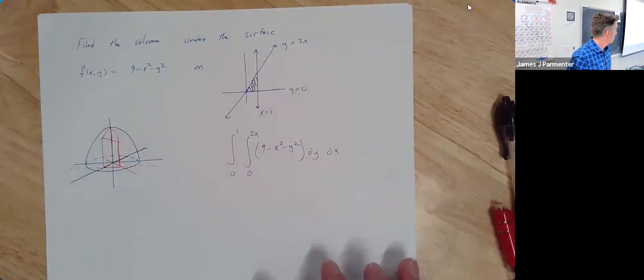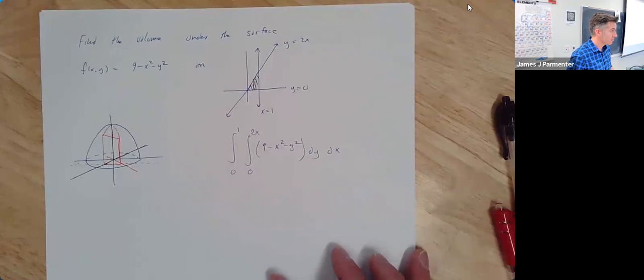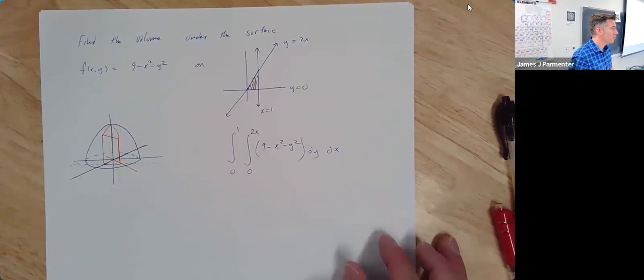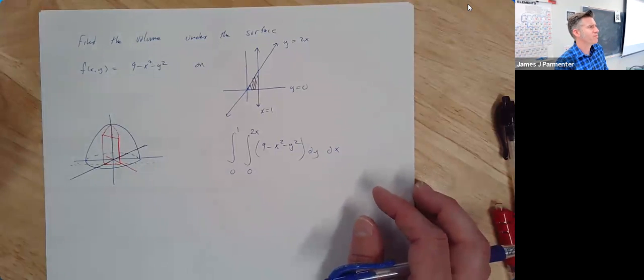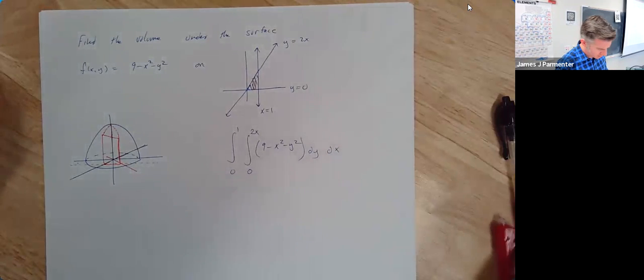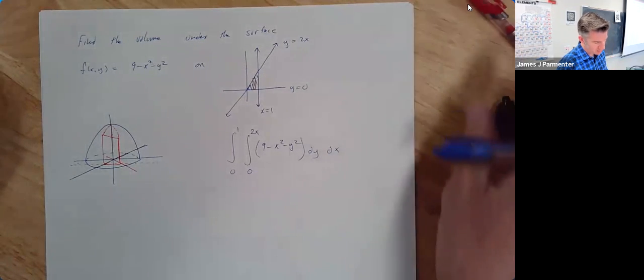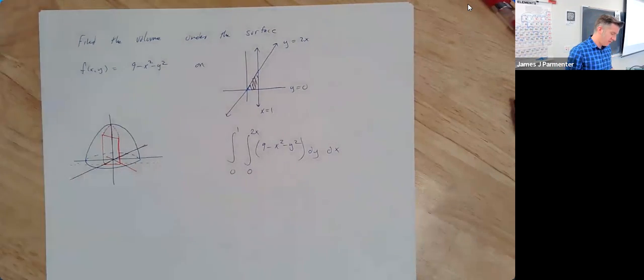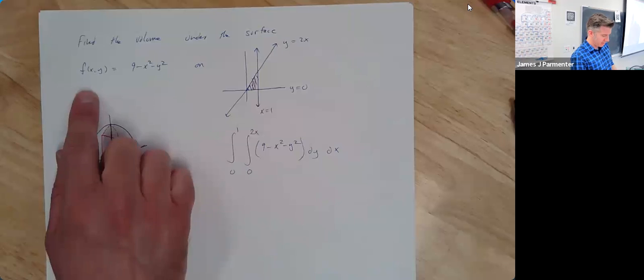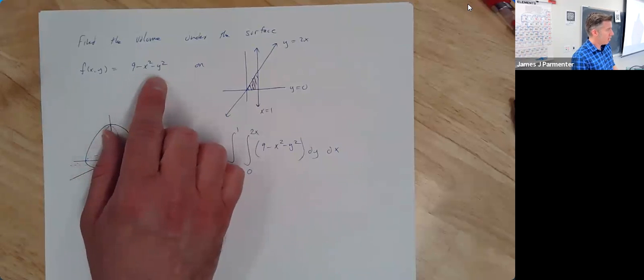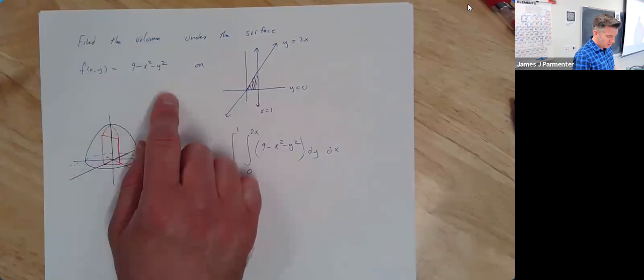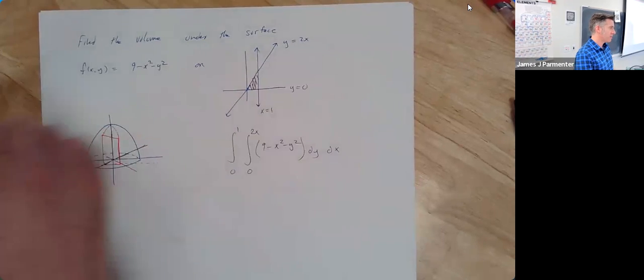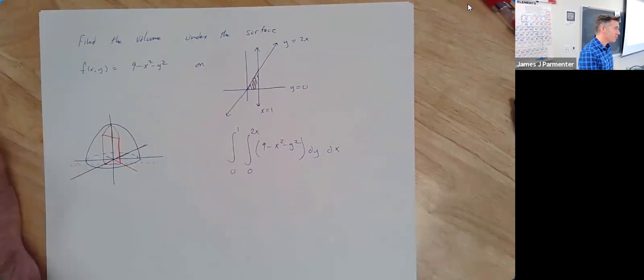On an exam, they would probably phrase it as: find the volume under the surface z or f of x, y equals 9 minus x squared minus y squared over the region bounded by y equals 0, x equals 1, and y equals 2x. They probably wouldn't give the picture. It was just easier for me to draw because I was making it up.